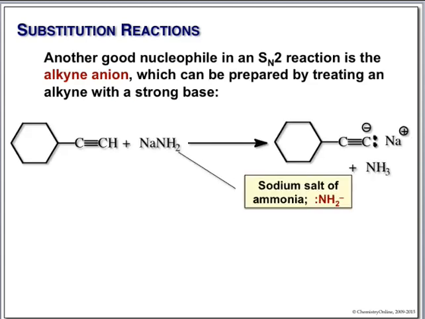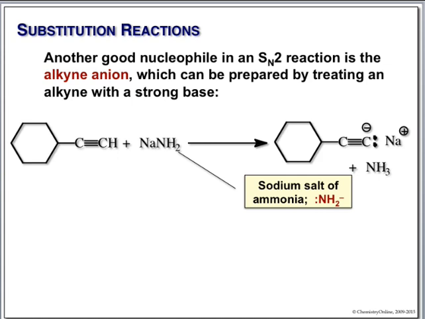Another example that we've looked at before is using alkyne anion as a nucleophile. Now, when we talked about alkynes back in chapter 9, we pointed out that this was an acidic carbon. By acidic, for a carbon-H, we're talking about a pKa of about 19 or so. So it's not the typical acid that we're used to, but in terms of carbon acids, it's pretty good.